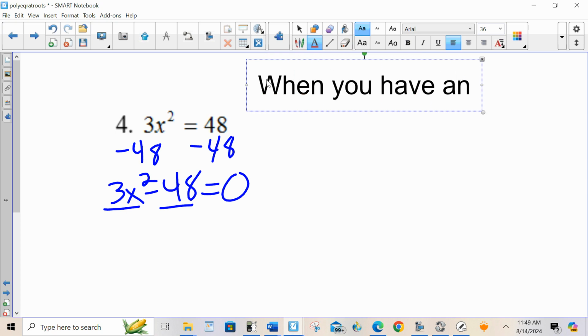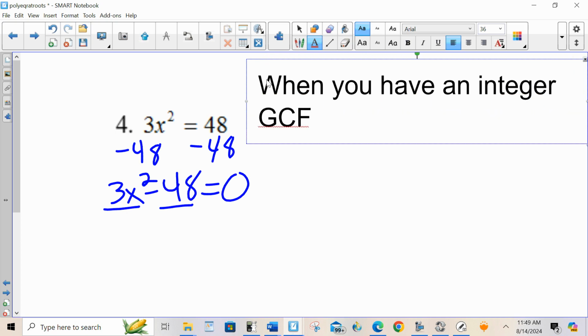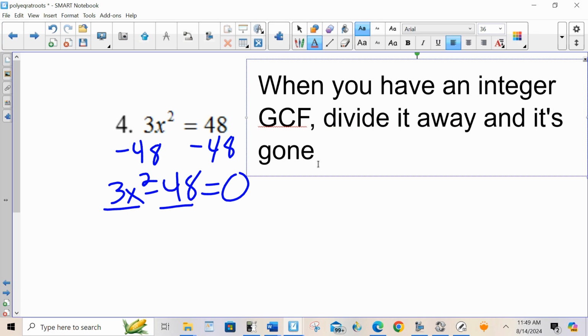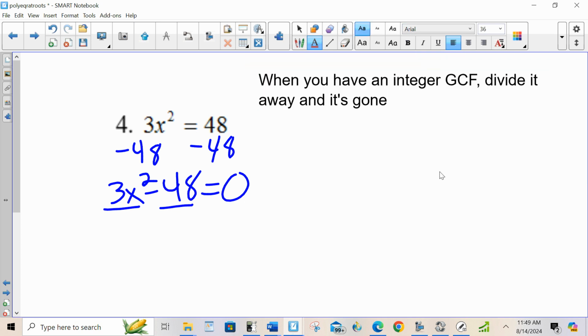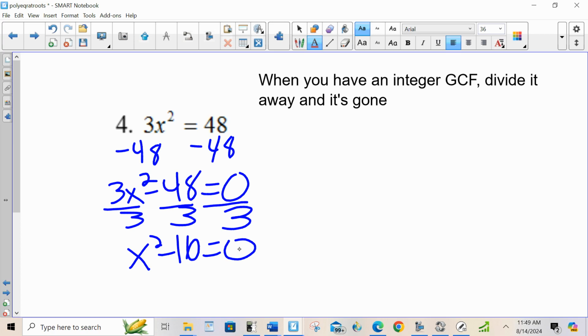When you have an integer GCF, divide it away and it's gone. You don't have to keep it outside like we did in the last problem, the variable GCF. If you have an integer GCF, not a variable but a number, we can divide everything by 3 and it's gone. X squared minus 16 equals 0.